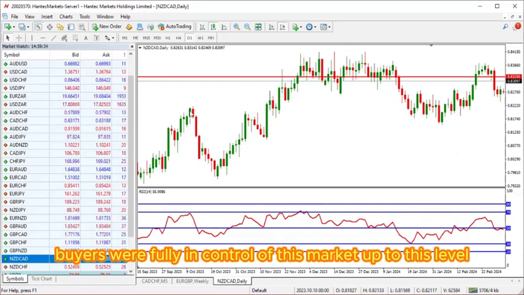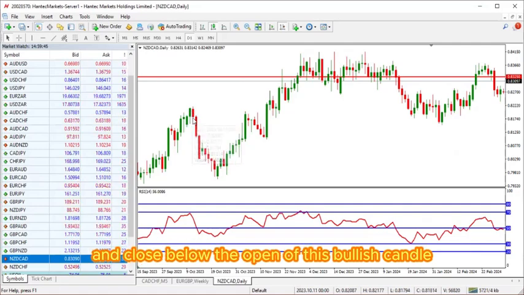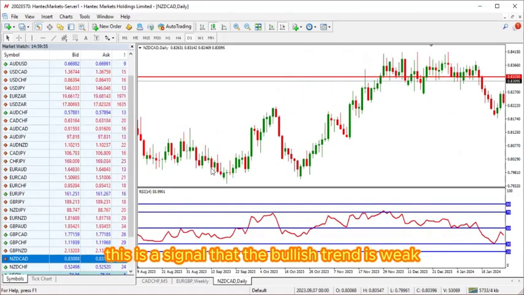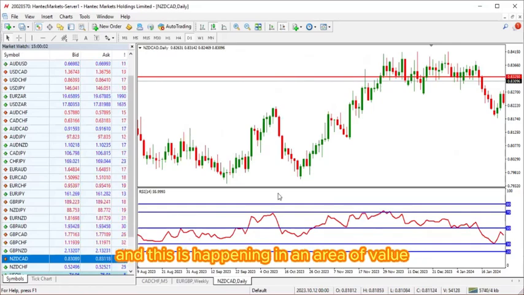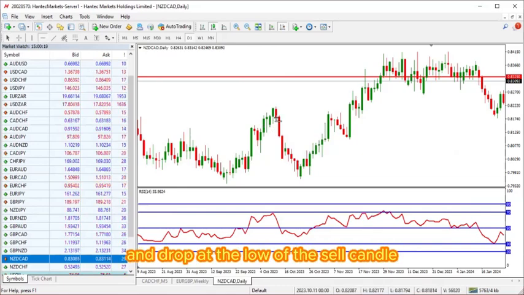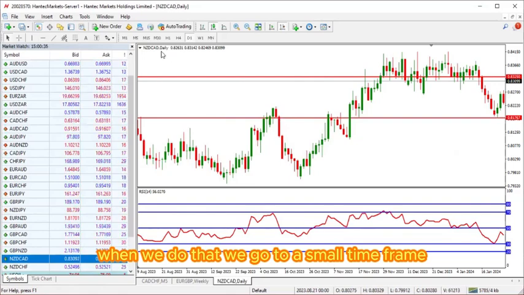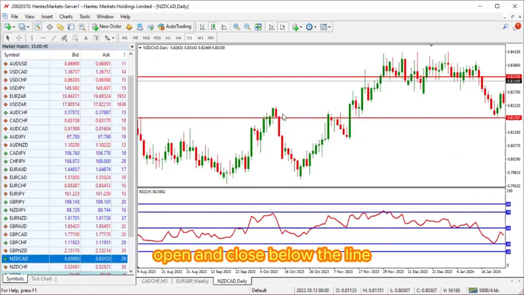Buyers were fully in control of this market up to this level. A sell candle opened at the body of the bullish candle and closed below the open of this bullish candle at this point. This is a signal that the bullish trend is weak, and this is happening in an area of value also. This is an area of RSI overbought. So when we see this, we look for an entry filter. We pick a horizontal line and drop it at the low of the sell candle that makes up the bearish kicker. When we do that, we go to a smaller time frame and wait for any candle that will open and close below the line, and then we take a sell. It's as simple as that. And the market sold a whole lot.